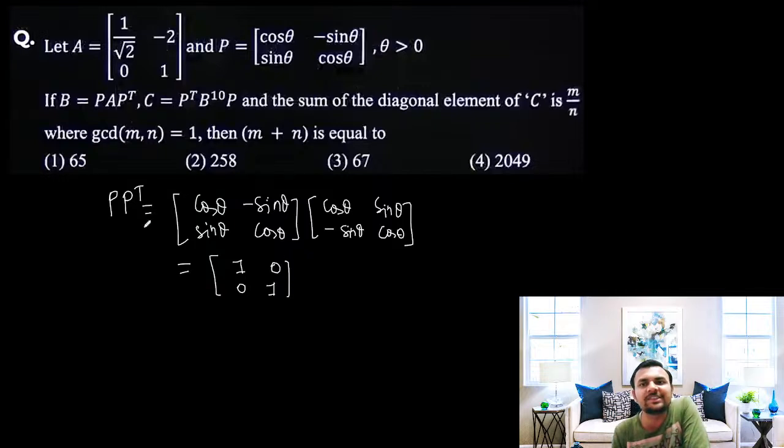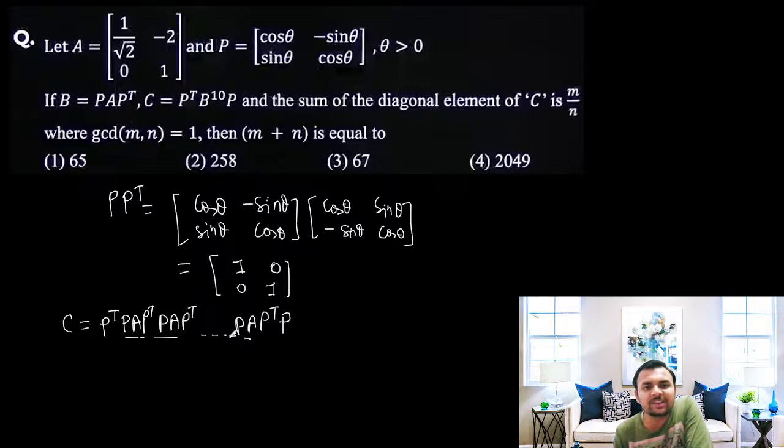Now if you go with C is P transpose B, and B is P transpose. One time P transpose, two times dot dot dot P transpose, and at the end we have P. This is 10 times. So P transpose P is I, P transpose P is I, P transpose P is I. So this is B 10 times. So we'll get simply A to the power 10. This is what we are going to get. We have to find A to the power 10 now.